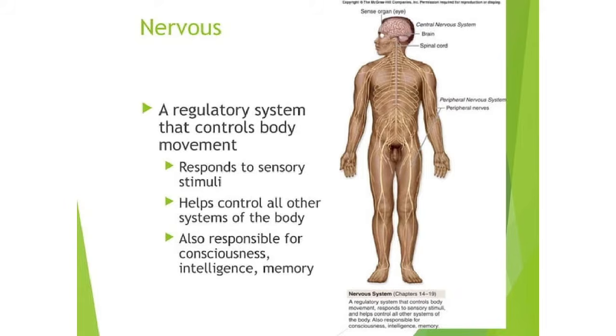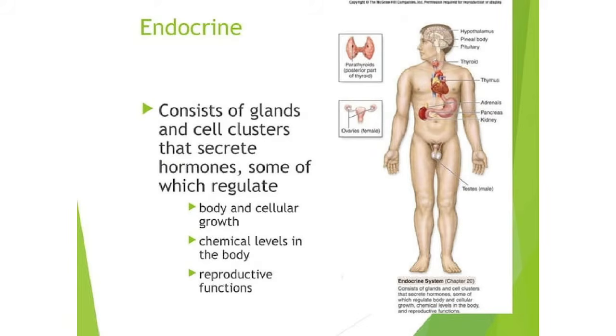Nervous system is controlling other systems in our body, and it is responsible for consciousness, intelligence and memory. Next system is endocrine. It consists of glands and cell clusters that secrete hormones, some of which regulate body and cellular growth, chemical levels in the body, and reproductive functions.